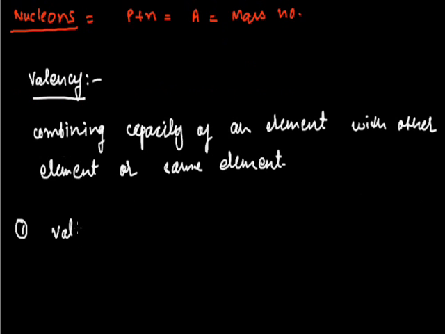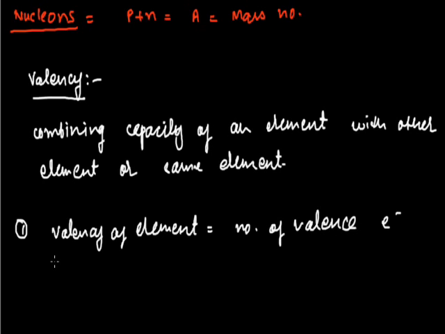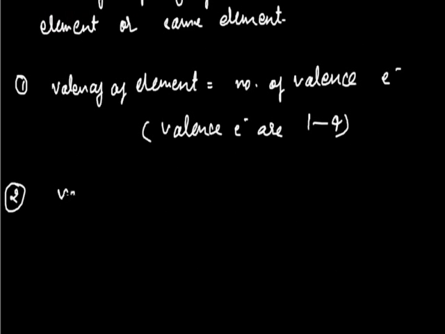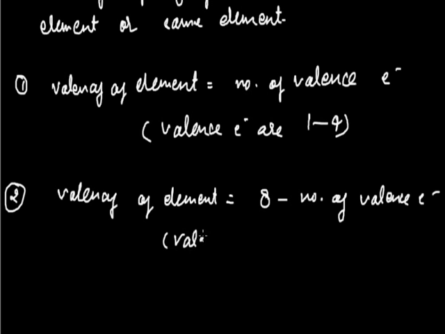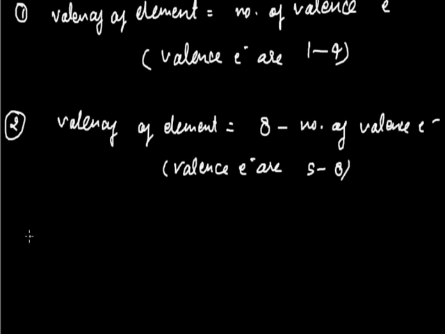So here are two cases. First one, valency of an element will be equal to the number of valence electrons. The condition is that the valence electrons are 1 to 4. And second one is that valency of an element can be determined by the formula 8 minus the number of valence electrons, when valence electrons are 5 to 8.